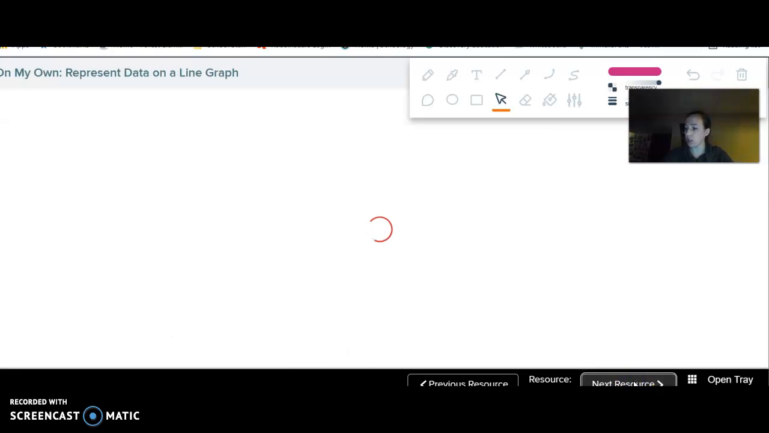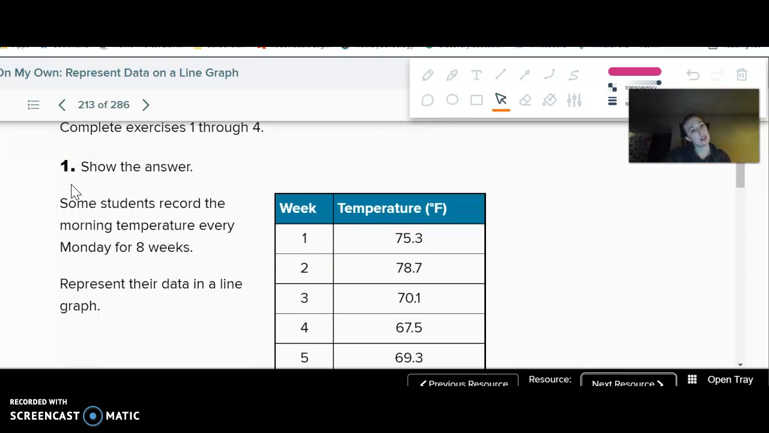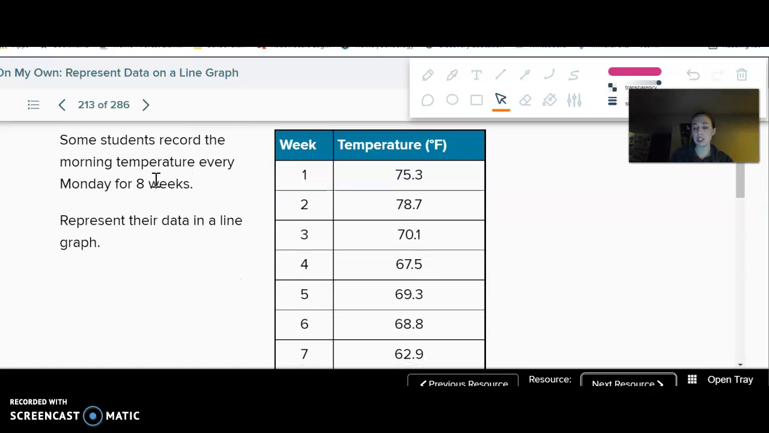Now this one, going to do a little more thinking about how we'd create the graph for the questions. So some students record the morning temperature every Monday for 8 weeks. Represent their data in a line graph. So the first thing I want you to choose is, what should I title the graph? All right, hopefully you got it. Something along the lines of morning temperature or Monday's temperature.